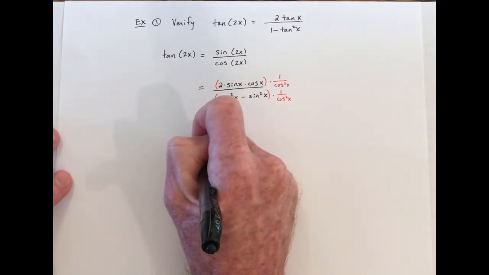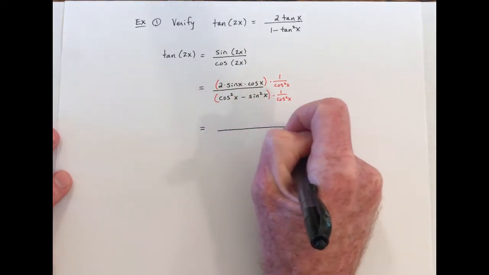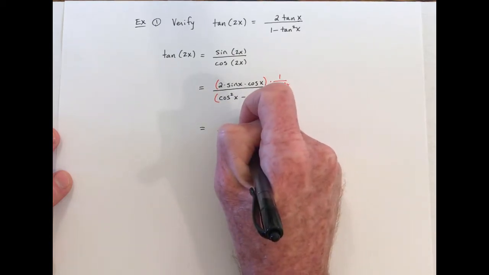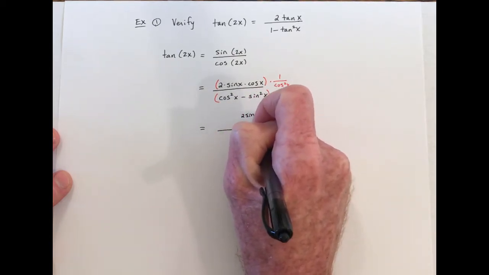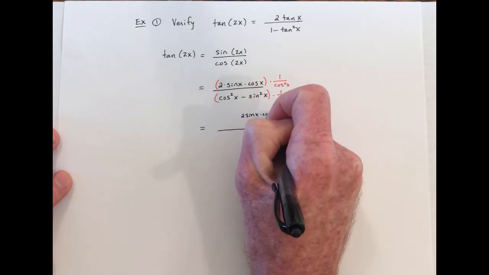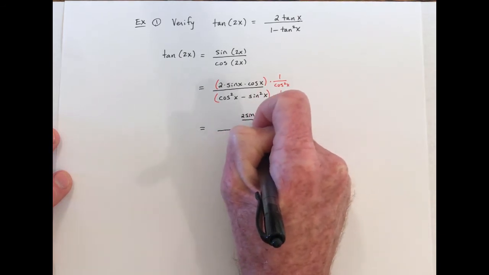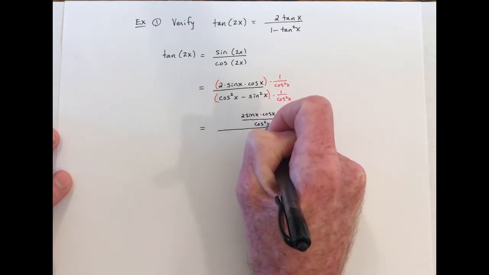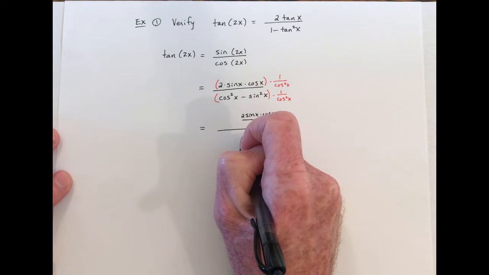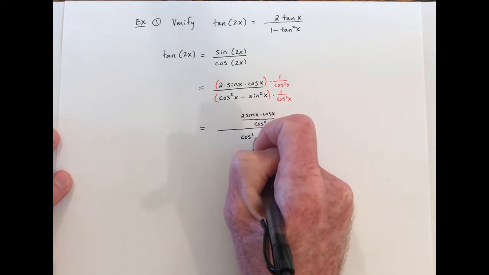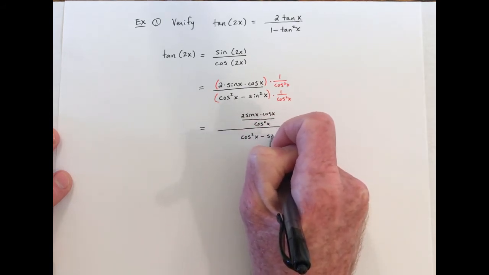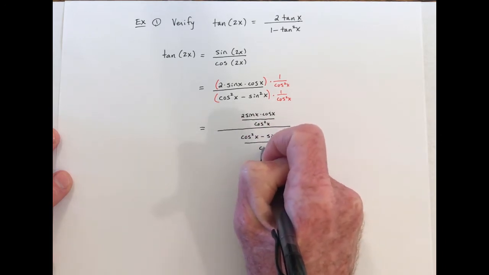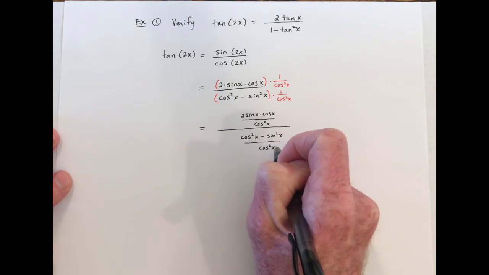So if I show all of my work, it's going to look like this. Here's the overall fraction, so that's that fraction bar. On the top, there's 2 sine of x cosine of x, and then that gets divided by cosine squared. And then there is cosine squared minus sine squared, and that also gets divided by cosine squared.